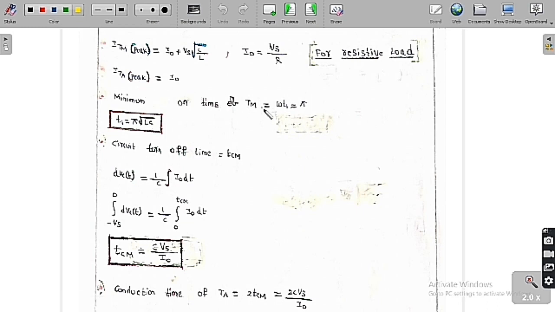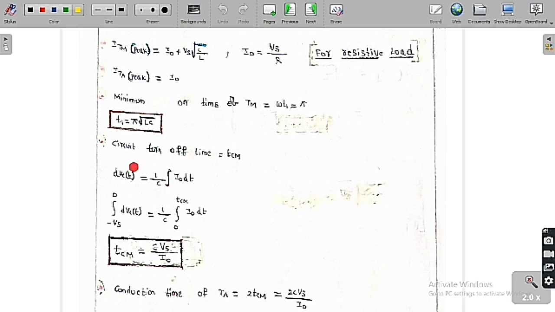And the minimum on time of Tm. See, what is the minimum time for which we can turn on the Tm? The minimum time is omega T1 equal to pi. Only up to this is called the minimum time for which the main thyristor is on. So omega T1 is equal to pi, therefore T1 is equal to pi by omega, where omega is equal to 1 by root over LC. So we get T1 is equal to pi into root over LC. This is the minimum time for which the main thyristor was on.